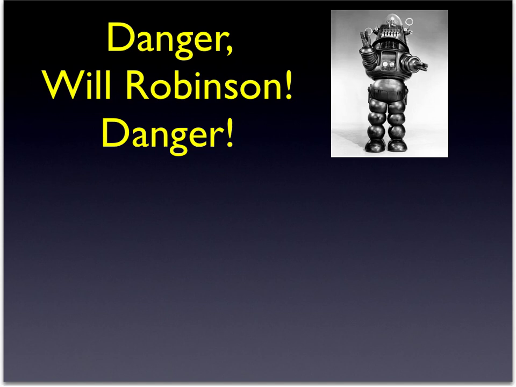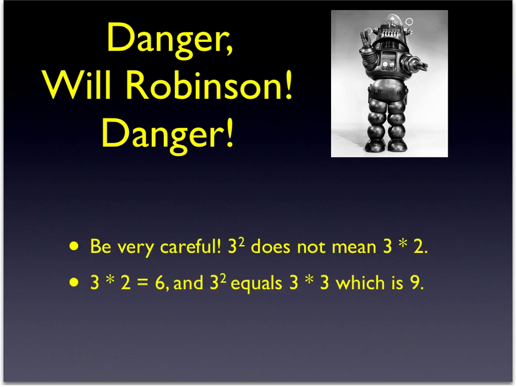Danger, Will Robinson, danger. My friend Robbie the robot is here to help me tell you that there's something you need to be aware of. Be careful. Be very careful. 3 to the power of 2 does not mean 3 times 2. This is a very, very common mistake. 3 times 2 equals 6, and 3 to the power of 2 equals 3 times 3, which is 9. This doesn't mean 3 times 2, so get that out of your head.